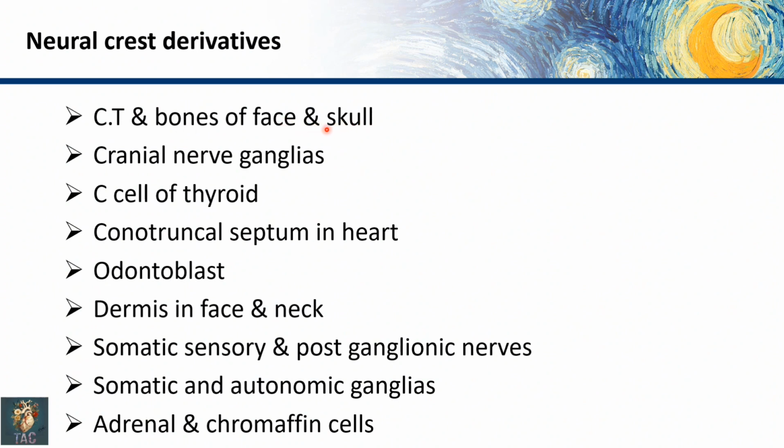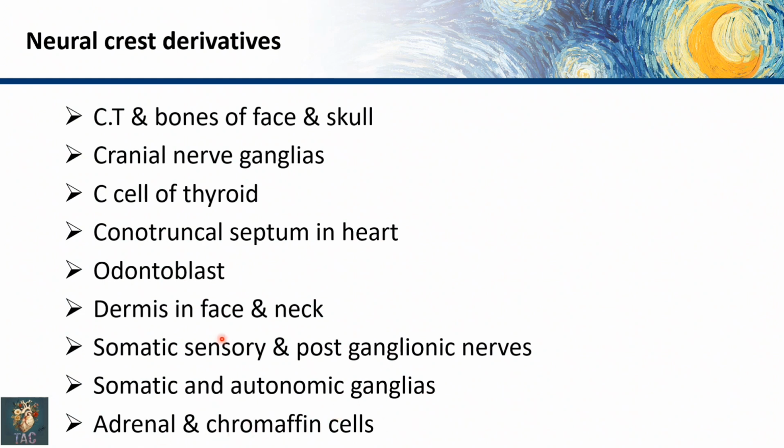So please remember, each and every line of this slide is your MCQ. So you have to learn, you have to memorize this slide. The neural crest derivatives: first the connective tissue and bone of the face and skull, then the cranial nerve ganglia, the C cells of the thyroid, again a very important MCQ, the conotruncal septum in the heart, again a very important MCQ, the odontoblasts in teeth, dermis in face and neck, the somatic sensory and postganglionic nerves, the somatic and autonomic ganglia, adrenal and chromaffin cells.